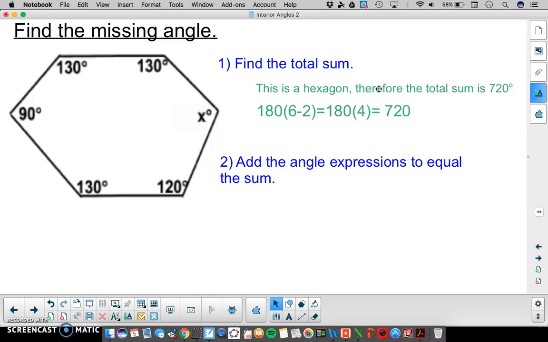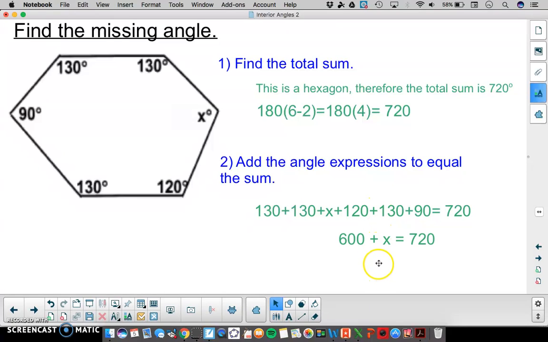Now that I know the total, I can add all of the expressions together to equal that total. So I'm going to add all of those angle expressions together to equal 720. Combine like terms and I get 600 plus x equals 720. So x is 120 degrees. So that missing angle is 120.